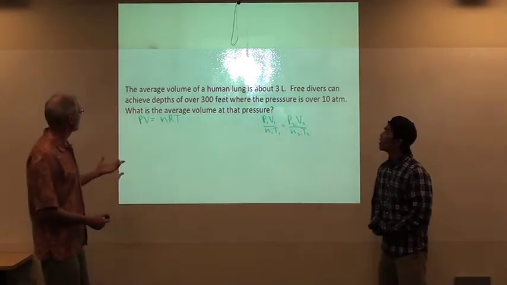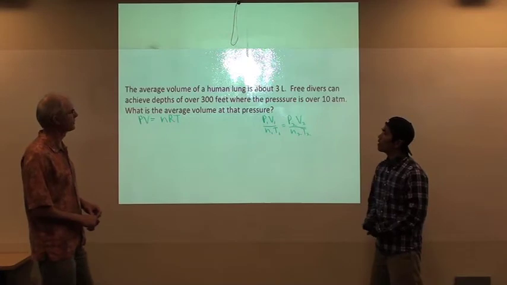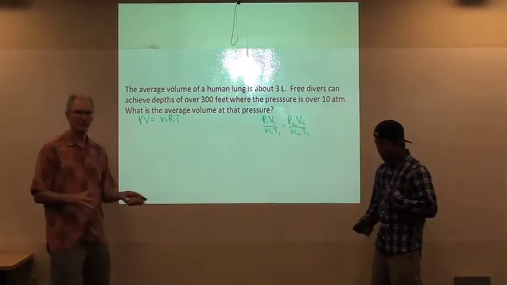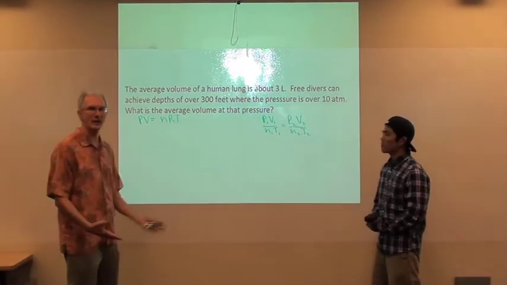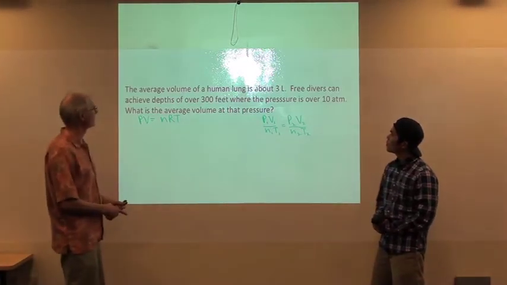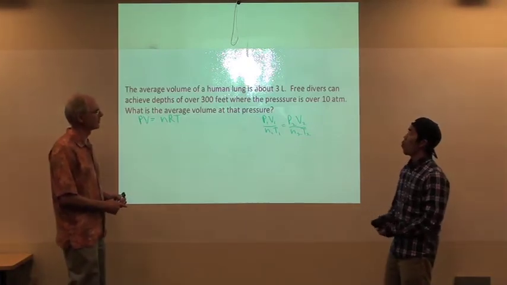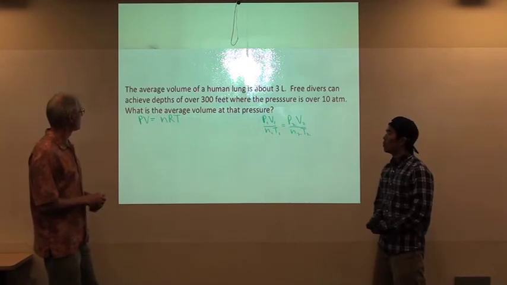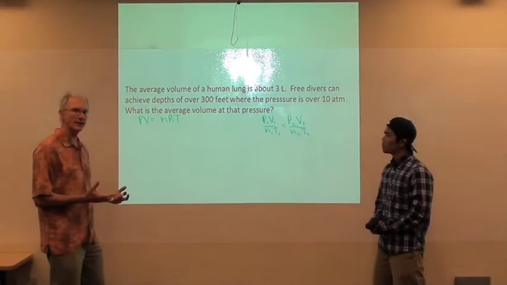Right, so the average volume of a human lung is about 3 liters, that's for one lung. Free divers, people that just dive down, see how far they can get in water without scuba gear, can achieve depths of over 300 feet where the pressure is over 10 atmospheres. A lot of pressure. So what's the average volume of a lung at that pressure?